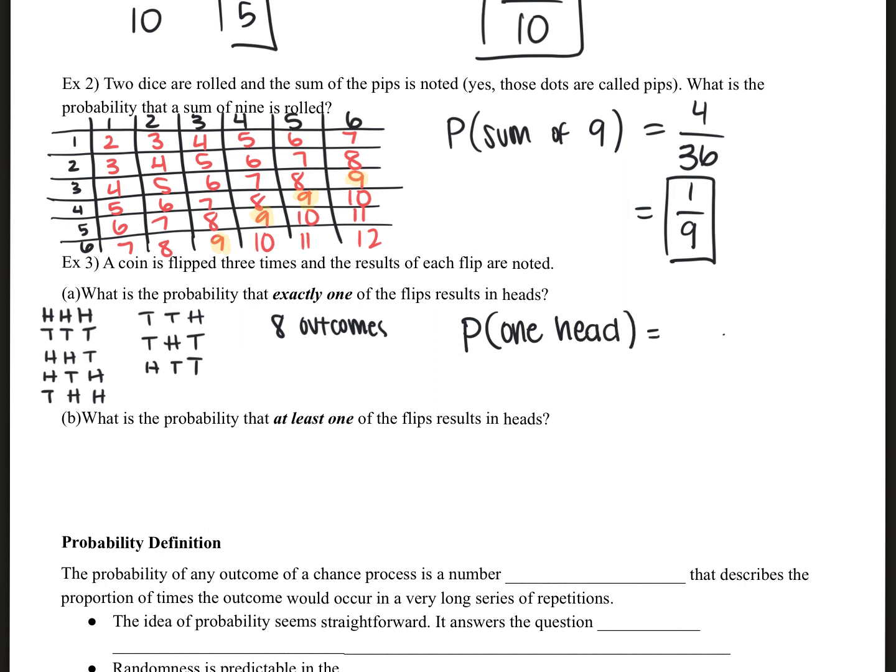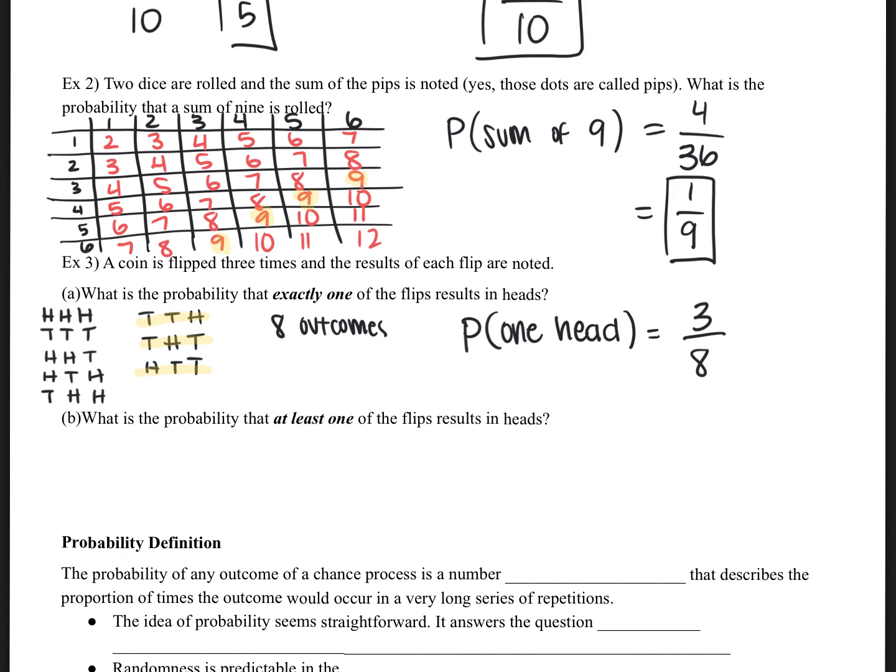Okay. So out of our 8 outcomes, we want the number that had exactly 1 heads. So that was tails, tails, heads, tails, heads, tails, and heads, tails, tails. So 3 out of 8.